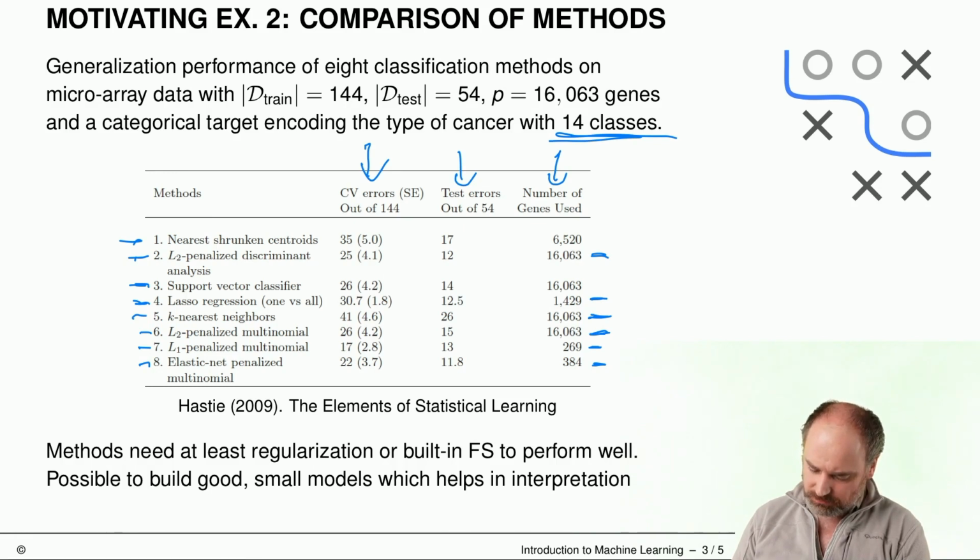And what you can see now, if you look at the test error, first of all, we can conclude that if we use a method which doesn't do any feature selection or any form of regularization, so that might be here our friend KNN, that this performs pretty badly. The same is also true for the nearest shrunken centroids.